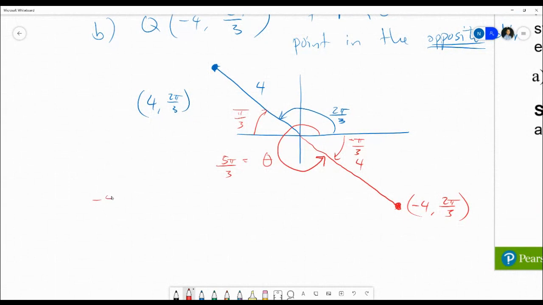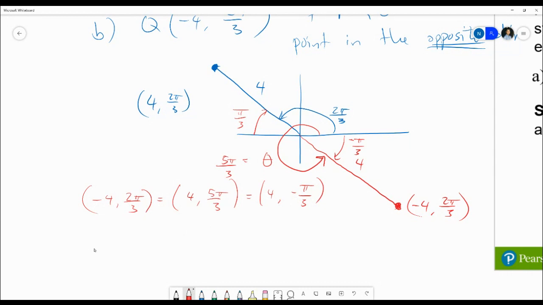We have (-4, 2π/3). That is the same thing as if I use a positive r and I use this angle, 5π/3. Or I can use a negative angle and a positive r, -π/3. So you can see here I have all different kinds of combinations. So I can even go one better. I can want both of them to be negative.